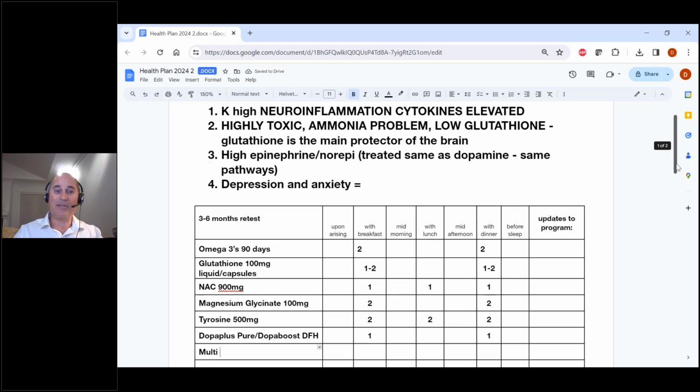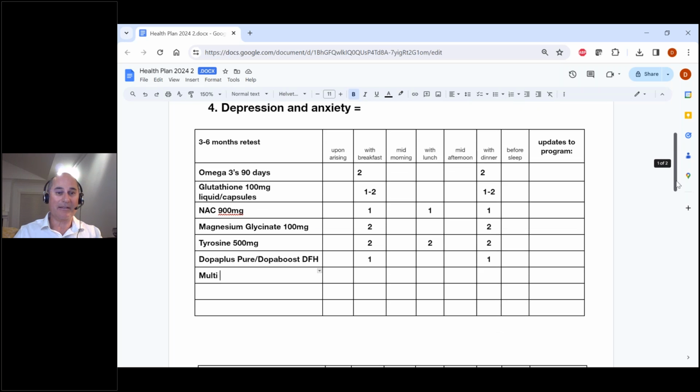Okay, except for what's the one thing that I forgot? You got to have the B complex with some extra B6, remember? So B complex with B6. That would cover it, unless your multi has a huge amount of that.